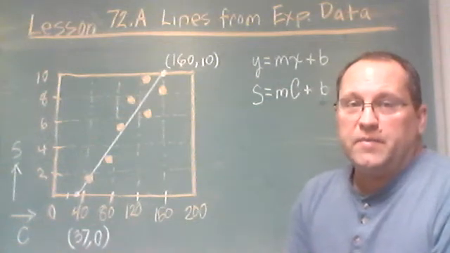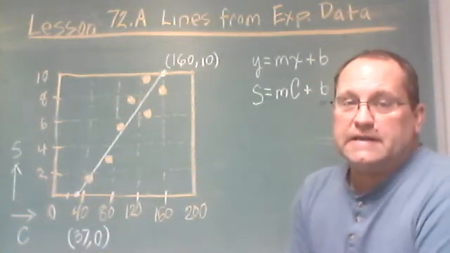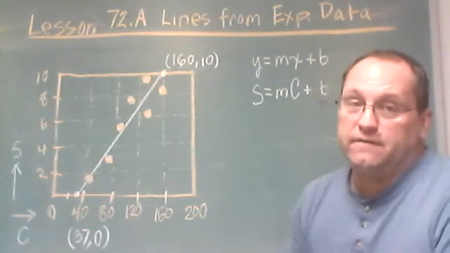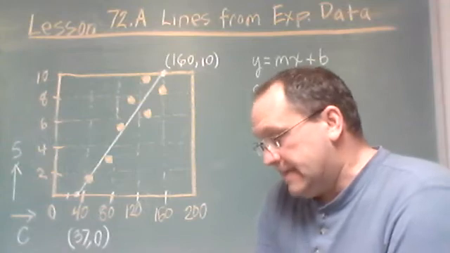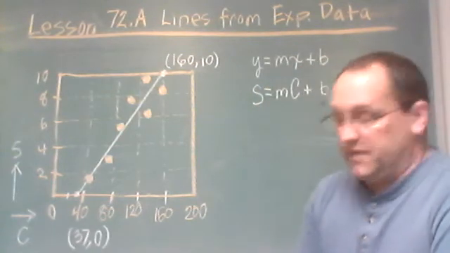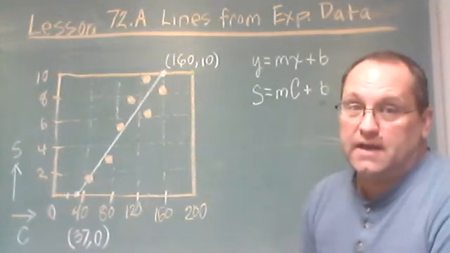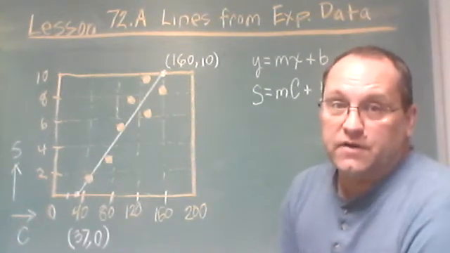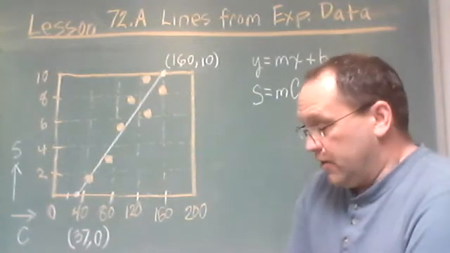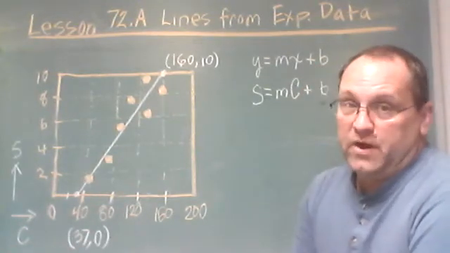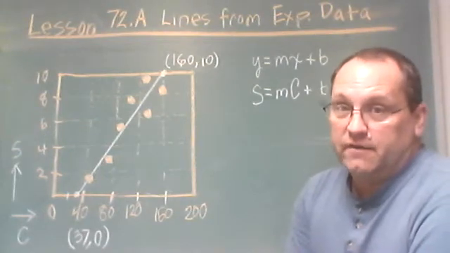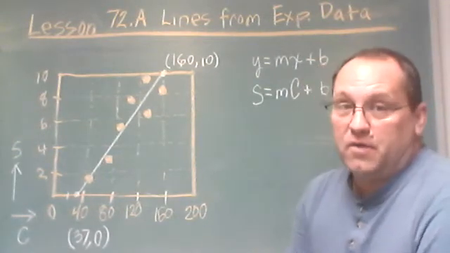Hi, this is a supplementary math lesson covering lesson 72A in your textbooks, and I'll be working off of example problem 72.1 on page 290 in your textbooks. If you want to go ahead and take a pause on this video and turn to that page 290. Okay, so what we are doing is simply determining the equation of a line from experimental data.